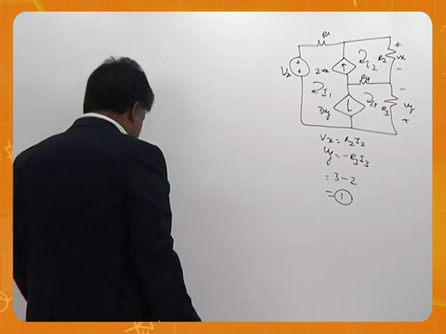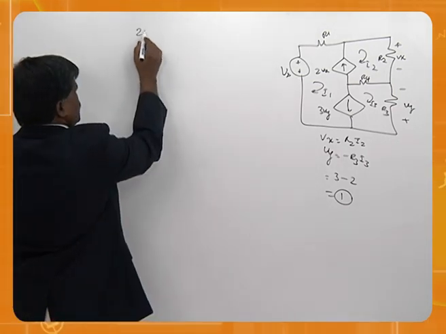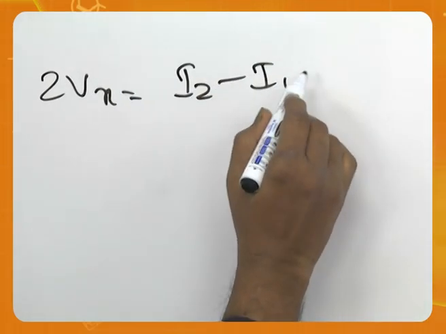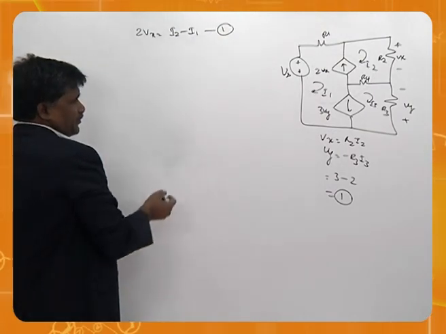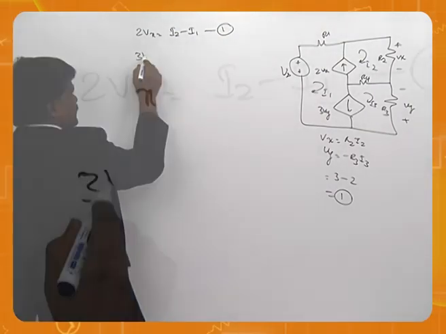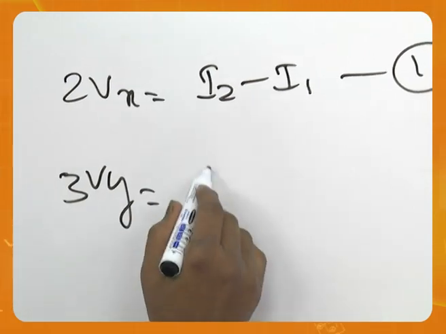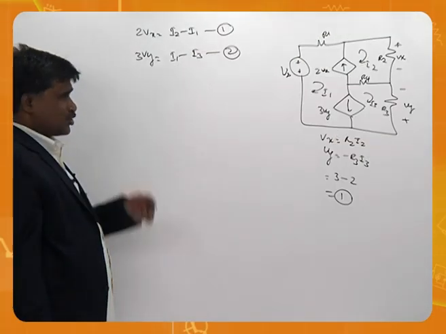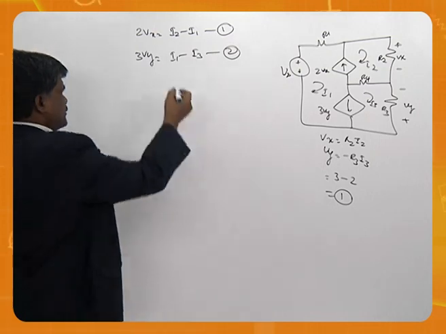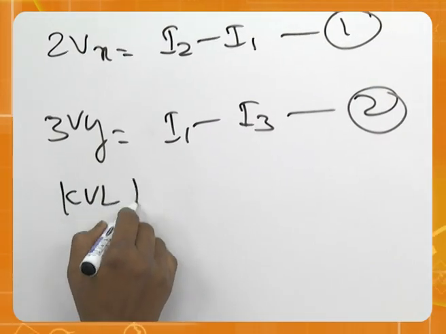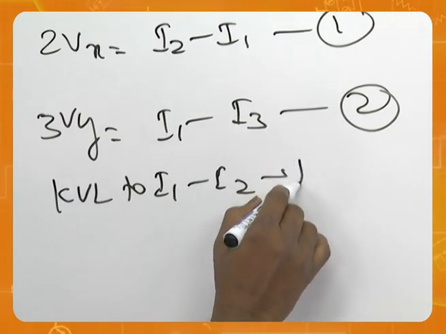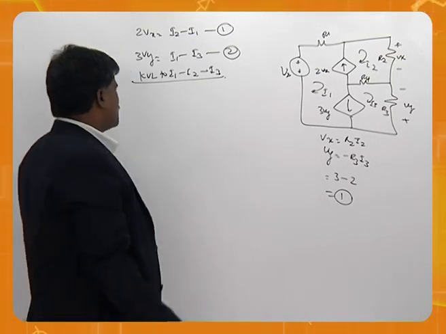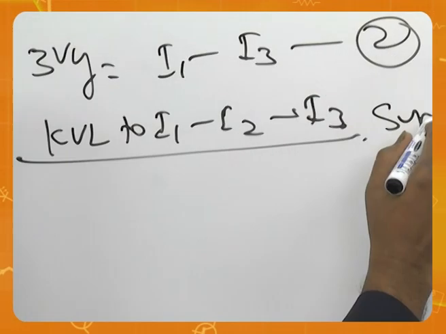And let me first take relations. For example, 2Vx is equal to I2 minus I1. Second, 3Vy is equal to I1 minus I3. These are the two relations over. Then I am going to go for KVL, I1, I2, I3. Because you are taking more than one equation, we still call it a super mesh. Super mesh.